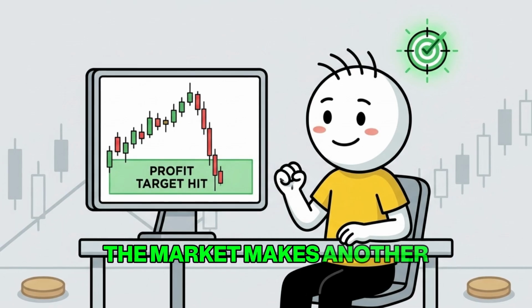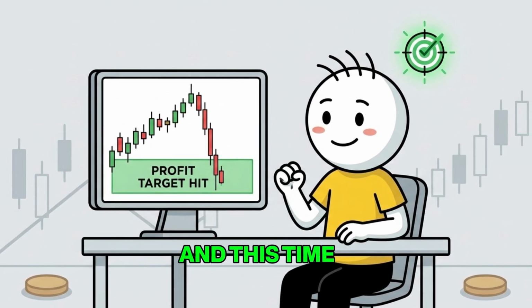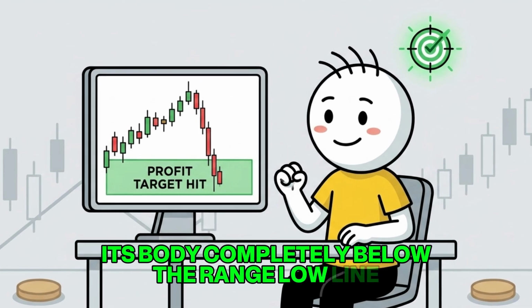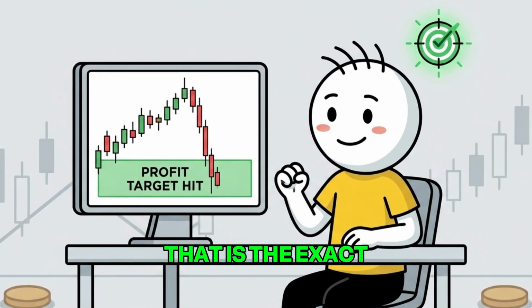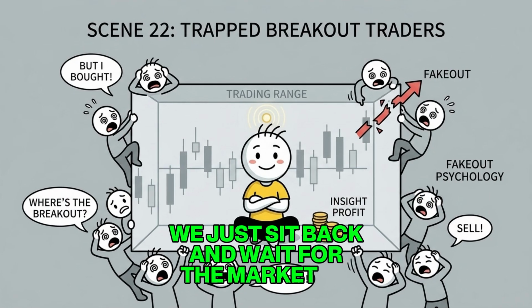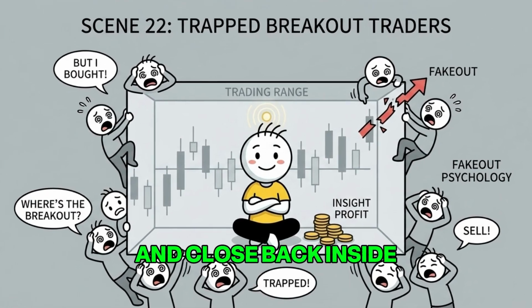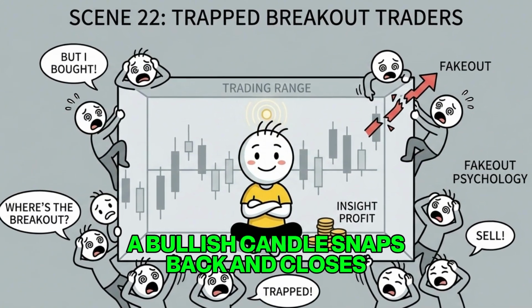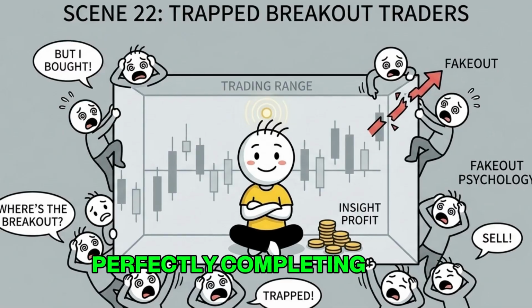The market makes another aggressive pushdown, and this time a 5-minute candle closes its body completely below the range low line. That is the exact breakout confirmation we were waiting for. Now we just sit back and wait for the market to re-enter and close back inside the boundary. Right here, a bullish candle snaps back and closes inside the range, perfectly completing step 2.